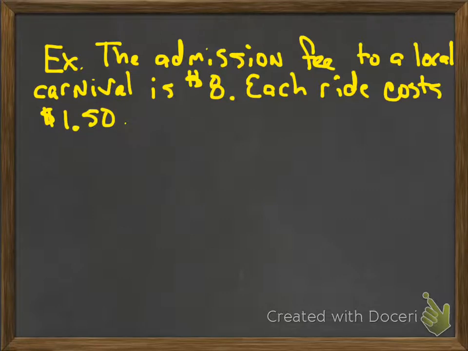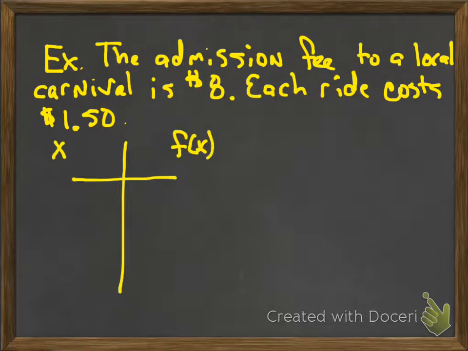Okay, so here I have the admission fee to a local carnival is $8. Each ride costs $1.50. So again, let's make a table. We're going to have x and f of x. So again, look for something that tells me like each or per or something like that. That's going to be my x. So here I've got each ride, so that tells me the number of rides is going to be my x. Because, well, that's how you do rides. There's a certain number that you ride. And then what am I going to get for that? I'm going to have to pay a certain fee or charges, so that's my cost. My fee is my f of x.